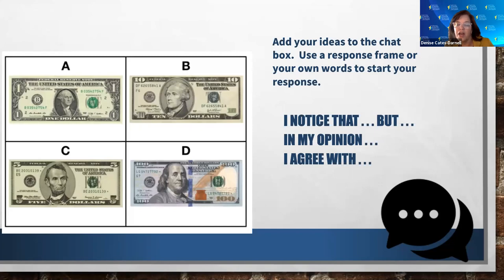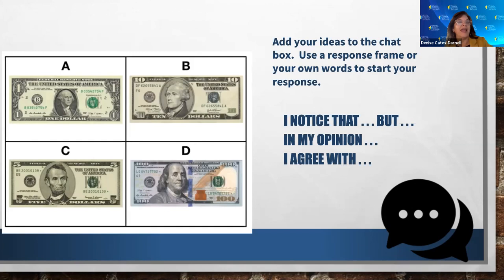Let's see, I've got lots of D's. Oh, D doesn't belong because it's a new style of bill and the rest are the old style, great. In my opinion, C doesn't belong because it does not have a one in it. Excellent. I love how you're finding different ways of looking at this. Lots of things that we can say. D doesn't belong, it's a different color. B doesn't belong. Again, his head is facing the other direction.